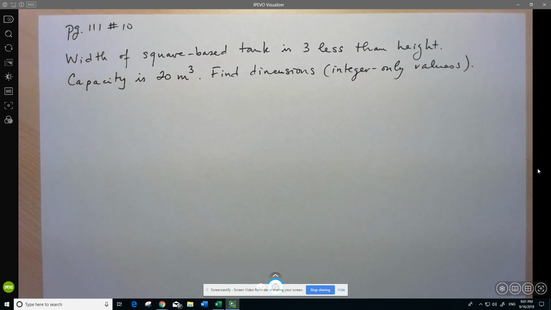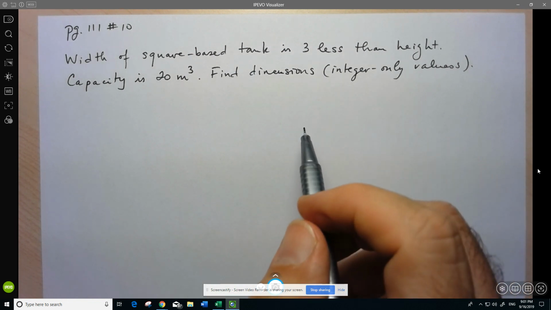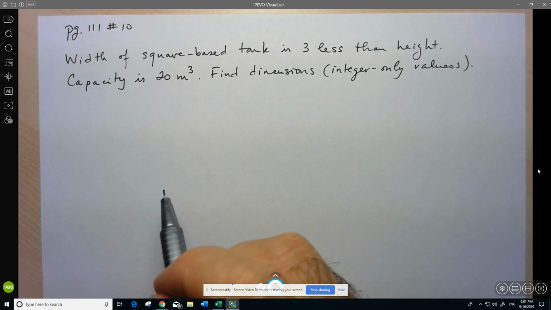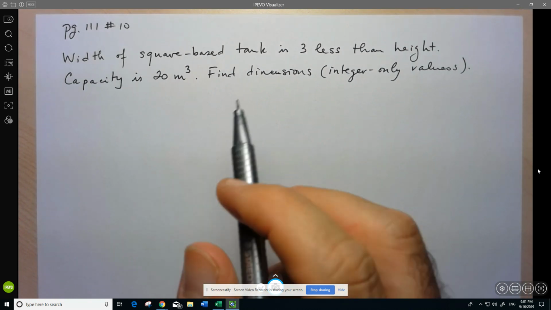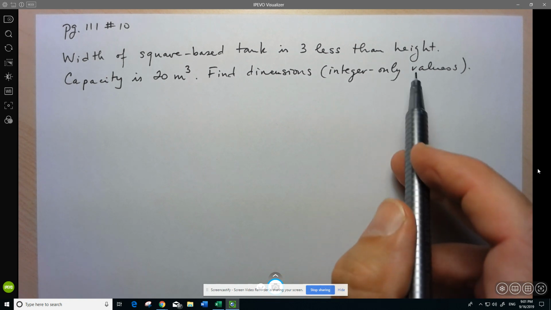Hi folks, we're going to take a look at page 111, number 10. Here they tell us that the width of a square-based tank is 3 less than the height, and that the capacity, in other words the volume, is 20 meters cubed. They want us to find the dimensions of this tank, but they're only interested in integer values.